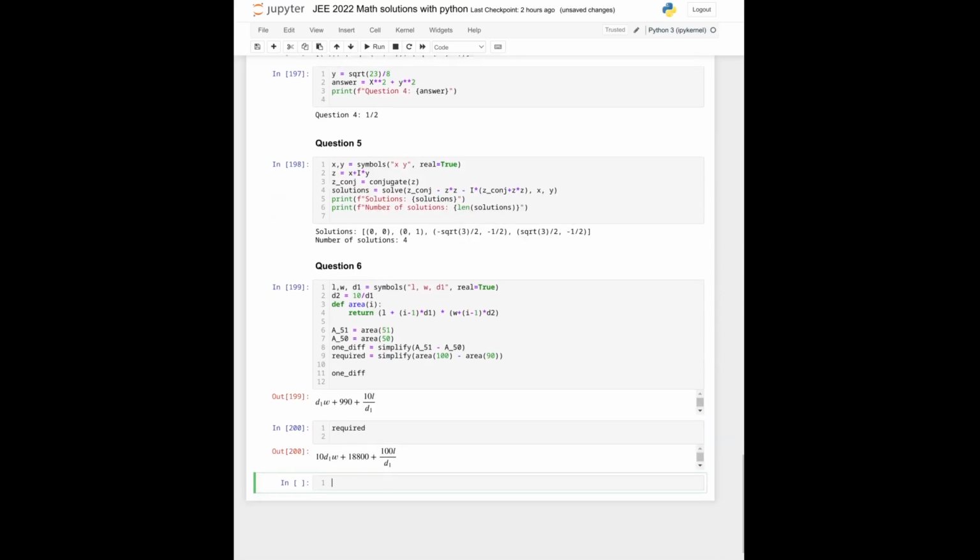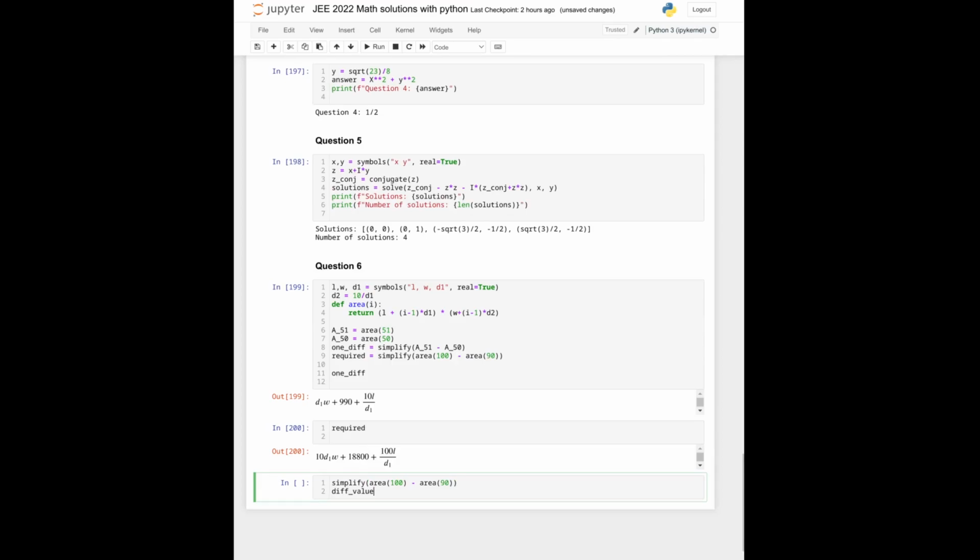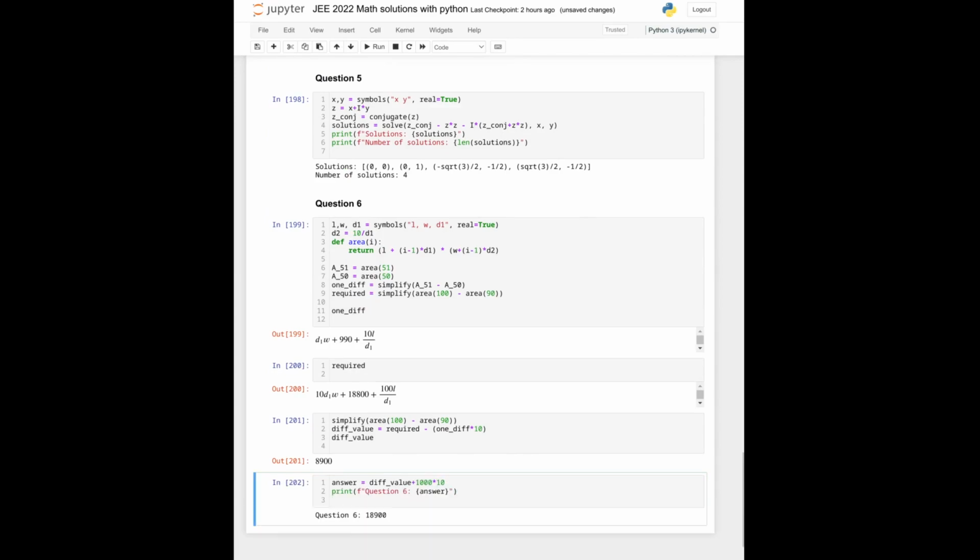After simplifying the equation of the formula, it looks like the unknowns in the answer can be cancelled by 10 times the difference between area of 51 and area of 50. Hence, the answer is 8,900 plus 10 times 1,000.